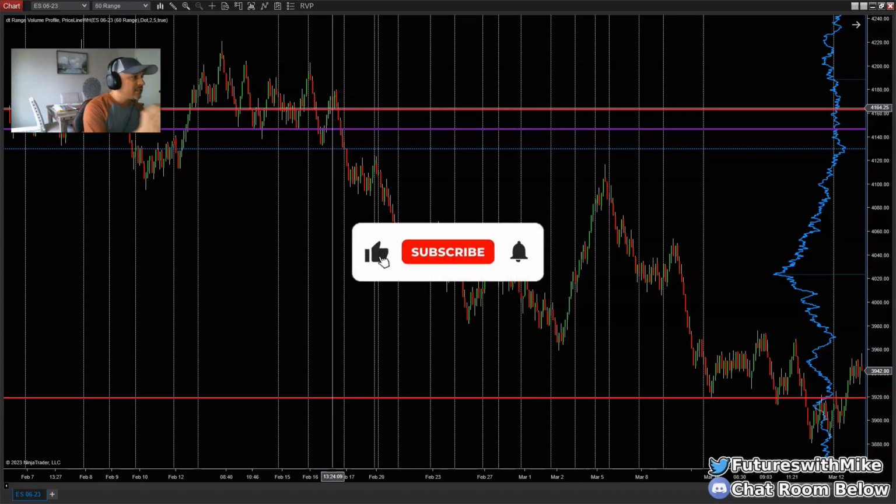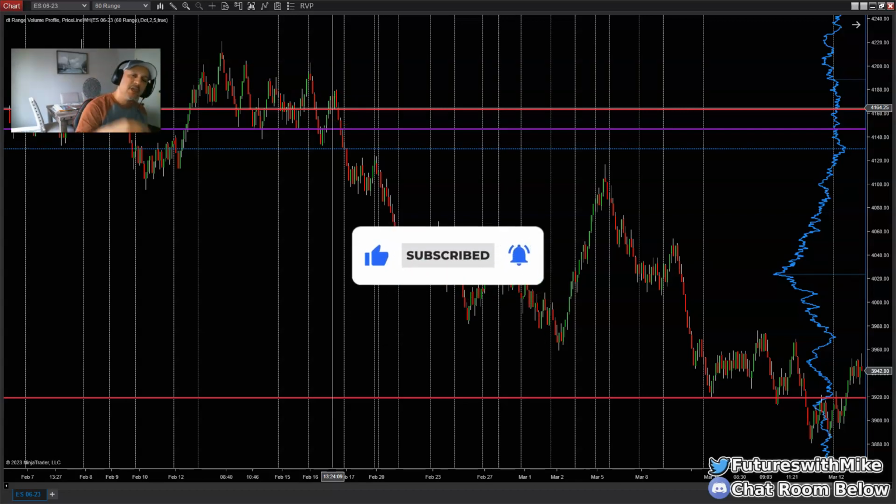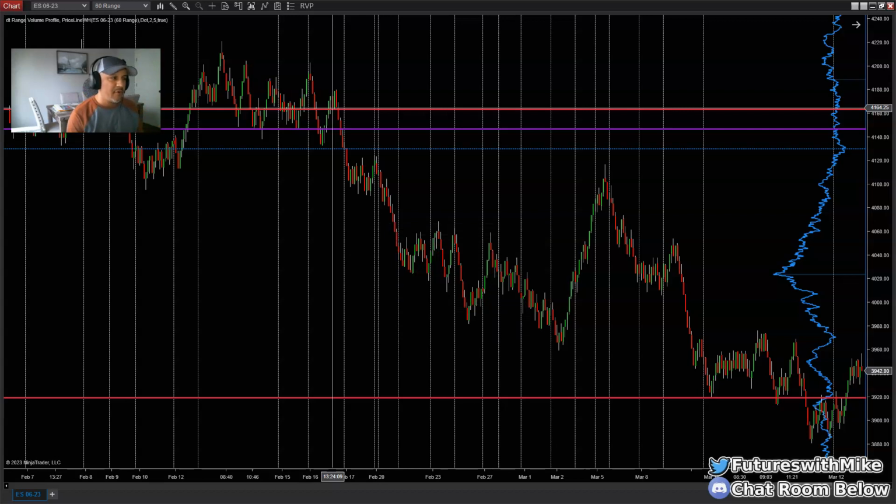So on the higher time frame, the 60 range chart, again, we tapped into a supply zone. Once we're into a higher time frame area of supply, I'm not looking to take any long entries. At this point, I want to see price break an area of structure to the downside on a lower time frame, okay? So first and foremost, tap into a higher time frame area of supply. Secondly, I want to see a break of structure to the downside on a lower time frame.